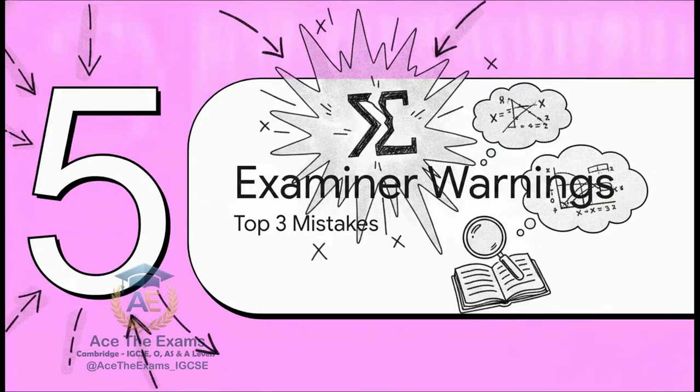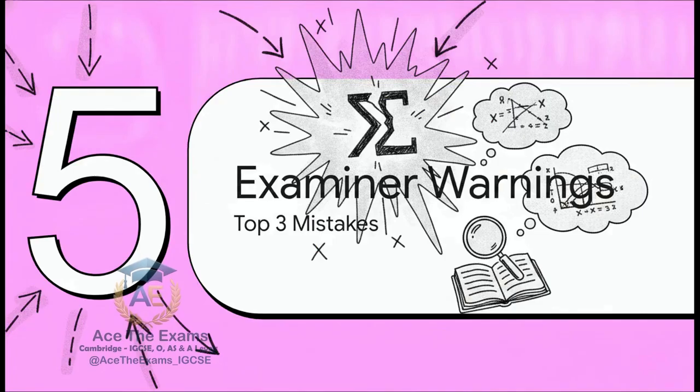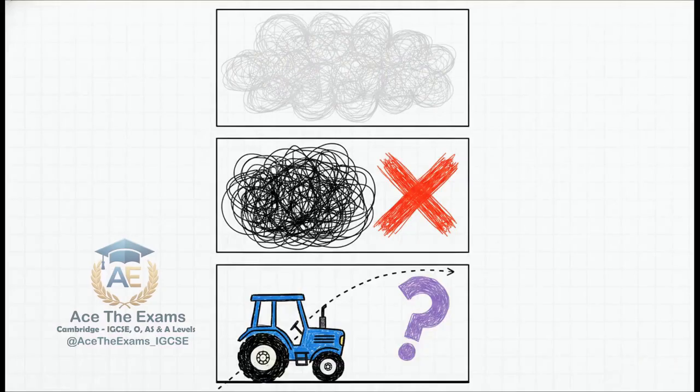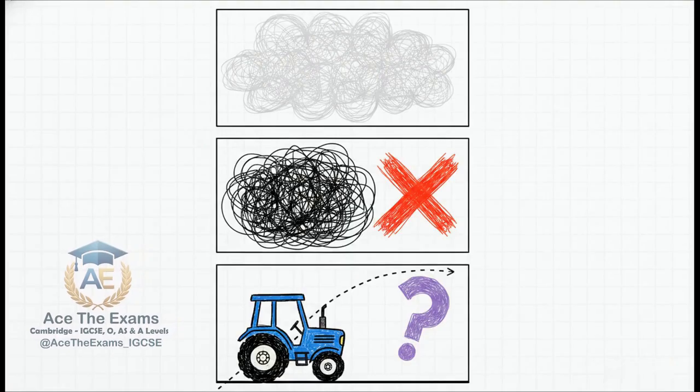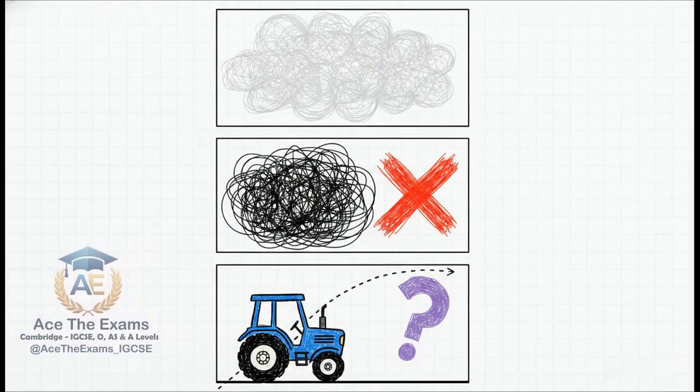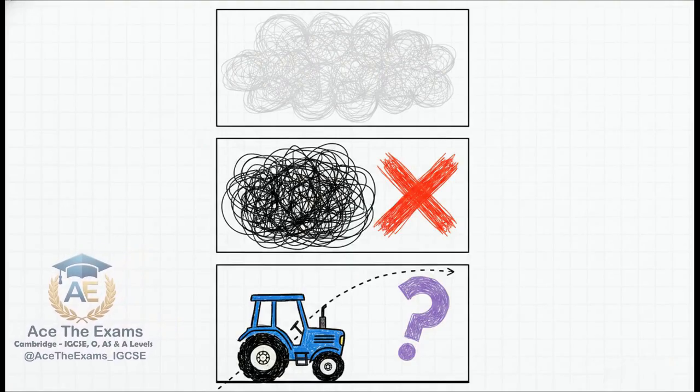Section 5. Top Examiner Warnings. Let's look at the top 3 mistakes pulled directly from official Cambridge Principal Examiner reports. Pay close attention, because these are the top 3 exam mistakes that cost students easy marks on power, work, and time questions every single year.